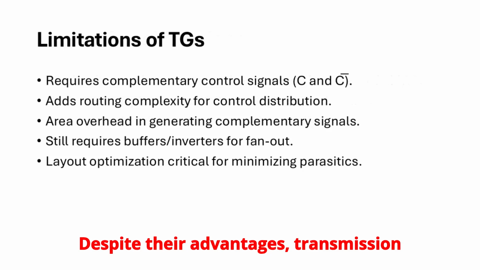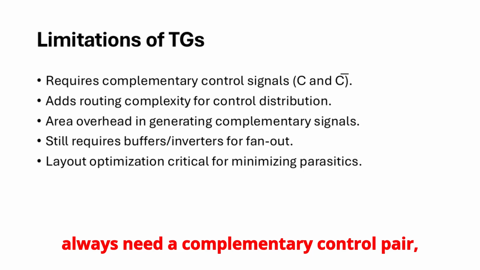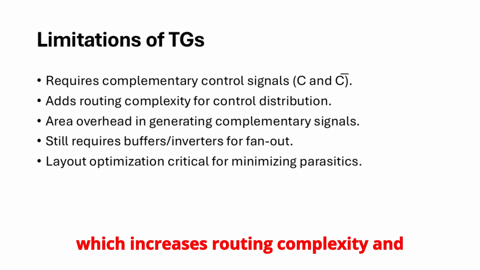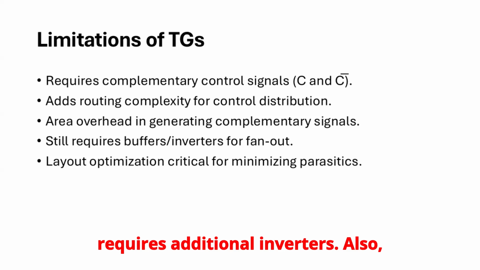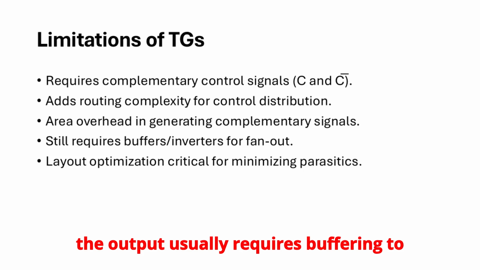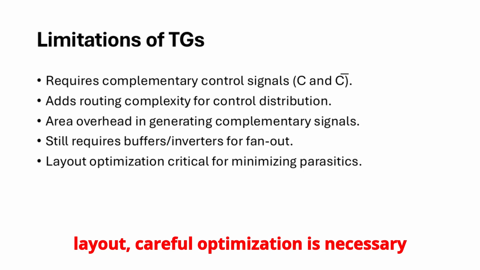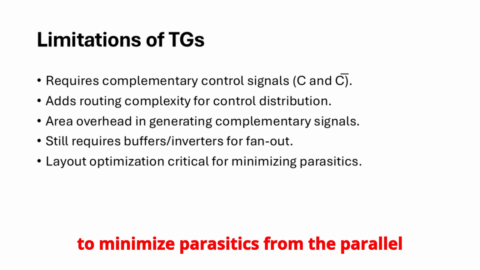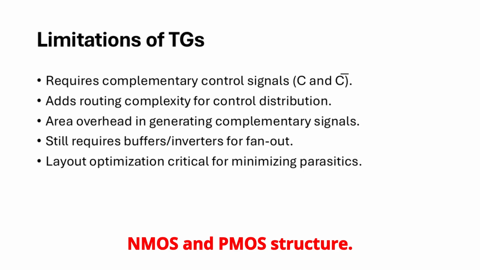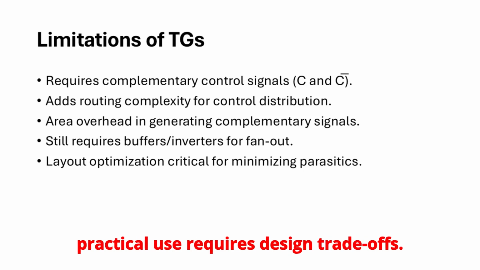Despite their advantages, transmission gates are not without challenges. They always need a complementary control pair, which increases routing complexity and requires additional inverters. Also, although TGs act as near-ideal switches, the output usually requires buffering to drive higher fan-out. In VLSI layout, careful optimization is necessary to minimize parasitics from the parallel NMOS and PMOS structure. Thus, while TGs are indispensable, their practical use requires design trade-offs.